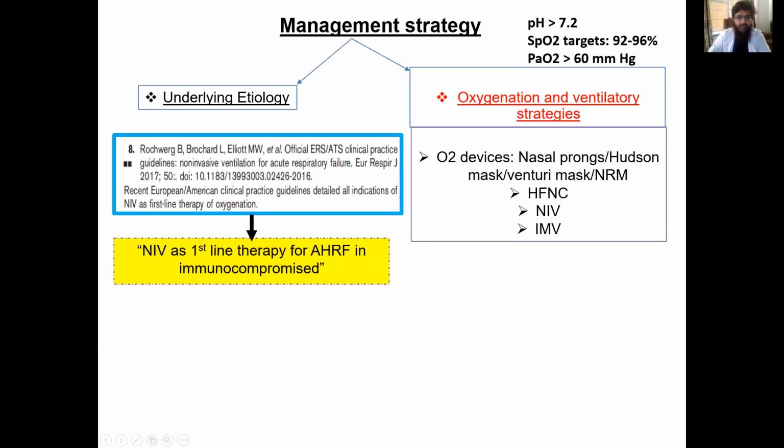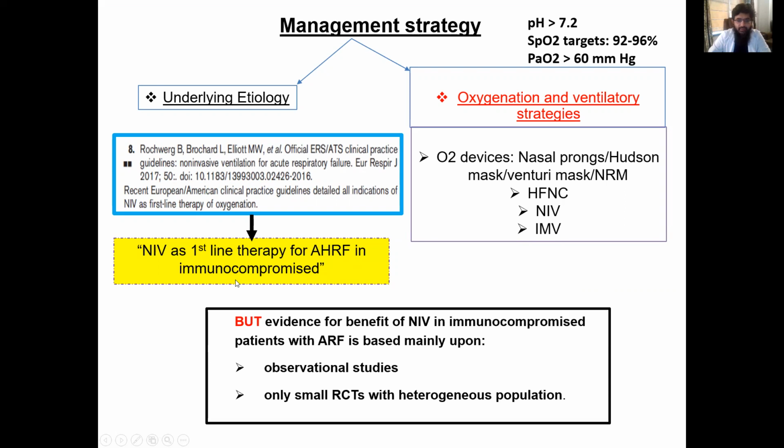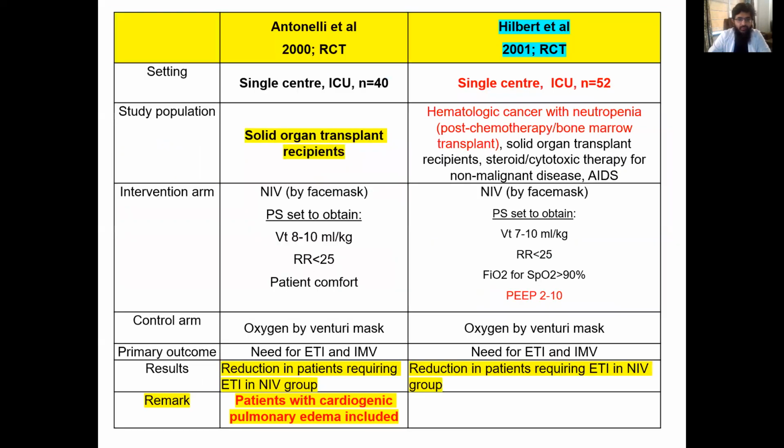Coming to management, the strategy depends upon underlying etiology management and oxygenation and ventilation strategies. Most of the guidelines, we have different devices, as we all know. Most of the guidelines give NIV as first-line therapy for acute hypoxemic respiratory failure. But the evidence is weak as it is based mainly on observational studies and only 2 small randomized controlled trials.